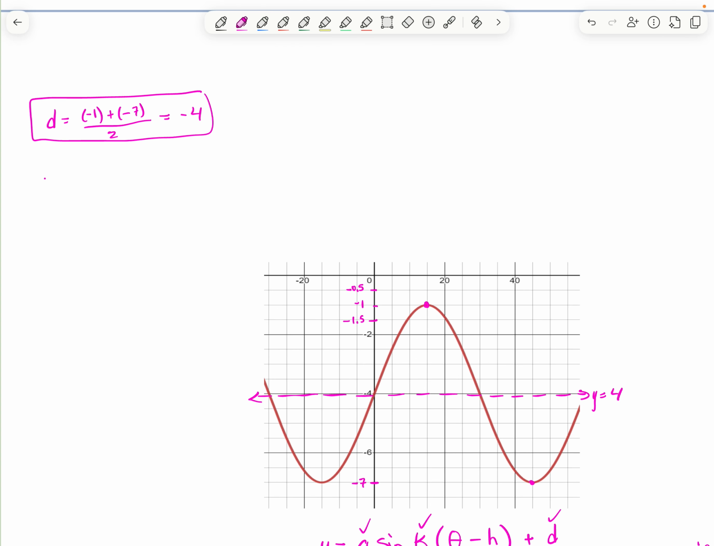And then I'll find my amplitude A. That's going to be max minus min divided by 2, so negative 1 minus negative 7 divided by 2. That's going to be positive 7 minus 1, so 6 divided by 2, which is 3. And that makes sense, right? From negative 4 to negative 1 is 3. So amplitude is 3. That's good.